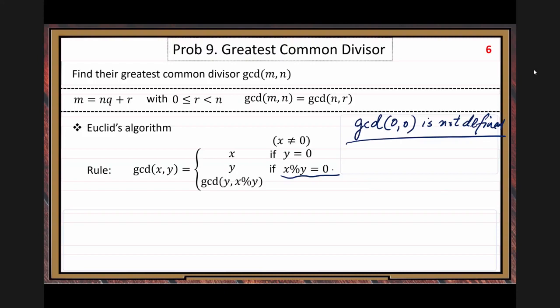These two simple cases we treat as the base cases of the recursive relation. After that comes our main recurrence relation, the size reduction formula we derived on the previous slide: GCD of Y, comma, X mod Y, the remainder. So you reduce the problem size, then do further recursions. At the end, the two base cases give you the final answer.